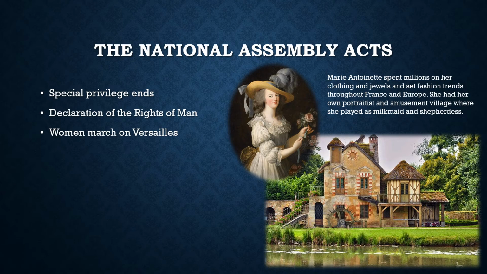Nevertheless, in the months ahead, the National Assembly turned the reforms of August 4 into laws, meeting a key Enlightenment goal: the equality of all male citizens before the law. In other words, the law applies to everyone. Whereas under the Estates General, right, there were different laws depending on what estate you were part of.